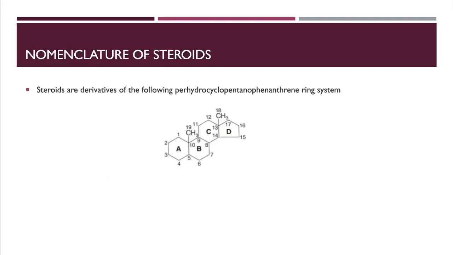Nomenclature of steroids. Steroids are derivatives of perhydrocyclopentanophenanthrene, a three-ring system. Here we can see a six-member ring system attached to a five-member ring system. Carbon number 1 is attached to the ring system, and the last carbon is present on D17. There are two methyl groups, present at the 19th and 18th numbers.